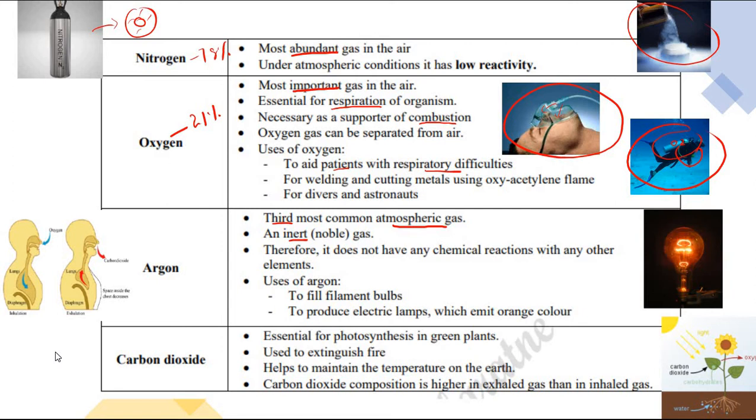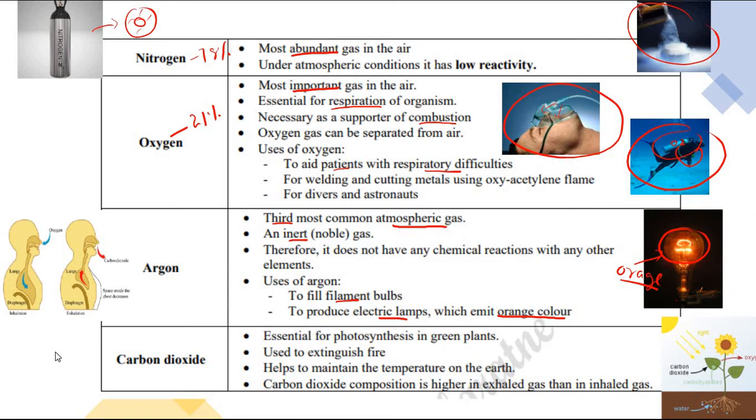Argon is normally used to fill filament bulbs. These filament bulbs were very prominent back in the time. Now we have LEDs, but back in the time it was filament bulbs. Besides that, it's also used to produce electric lamps that emit an orange color glow. Over here also there is some orange color glow. So it was very much used to produce such lamps.